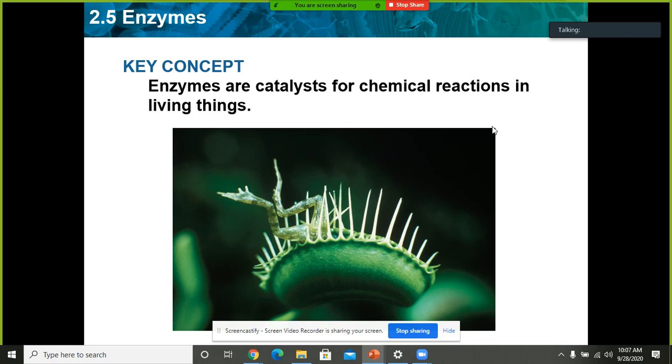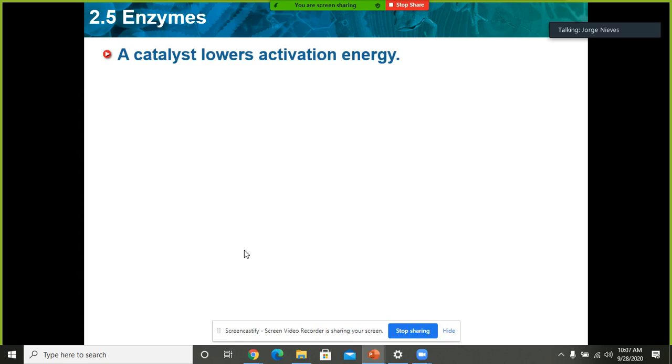Okay. A catalyst is a substance that decreases the activation energy needed to start a chemical reaction. So enzymes are what is used for chemical reactions so we can have a lower activation energy. Okay, that's important. We said that the activation energy is the energy needed to start the chemical reaction. So a catalyst basically lowers the activation energy, so we need lower energy. Okay, so that's what a catalyst is.